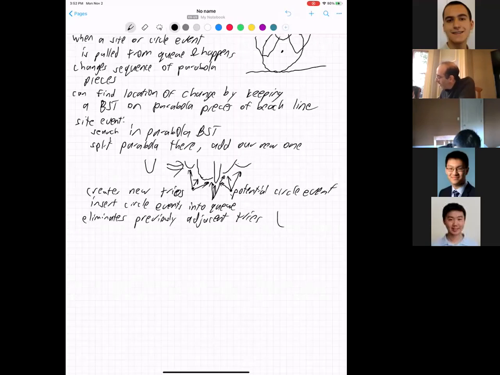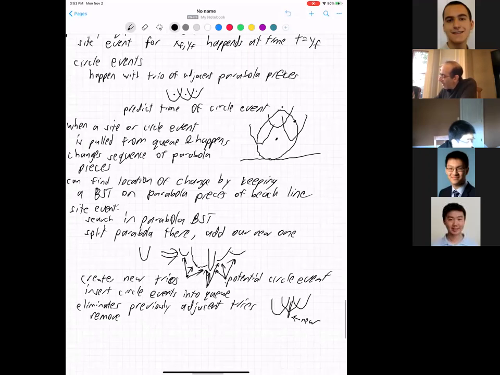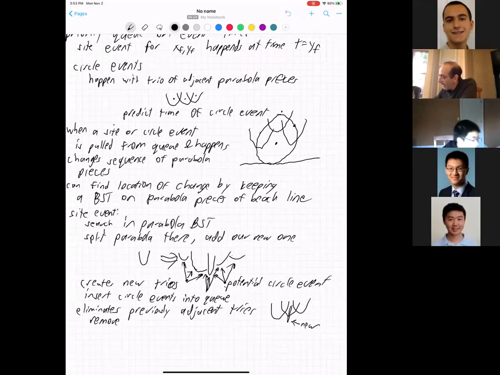Right? I used to have a trio of parabolas, but as soon as I insert one, what was an adjacent trio is no longer an adjacent trio. So I'm going to remove it. Trios? Sorry, what was that? What is trio, you mean? Remember that a circle event happens when you have three parabolas that are intersecting each other. No, I mean the word trios. Oh, a trio just means three things.